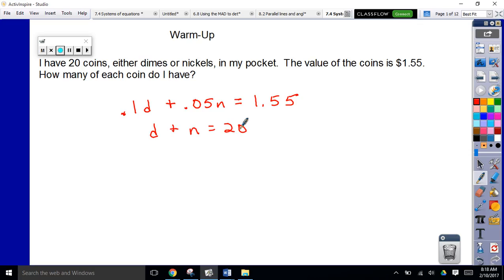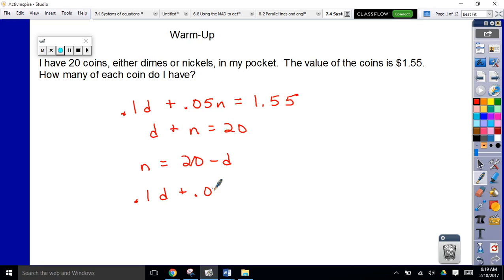Okay. All right, let's go through solving it. Do you want to use substitution or elimination? How about a different volunteer to solve it? Sophia? You could use either, but let's use substitution. What do you want to solve for? N? Okay, so n equals what? 20 minus d. Okay, now we'll put that into the top equation.